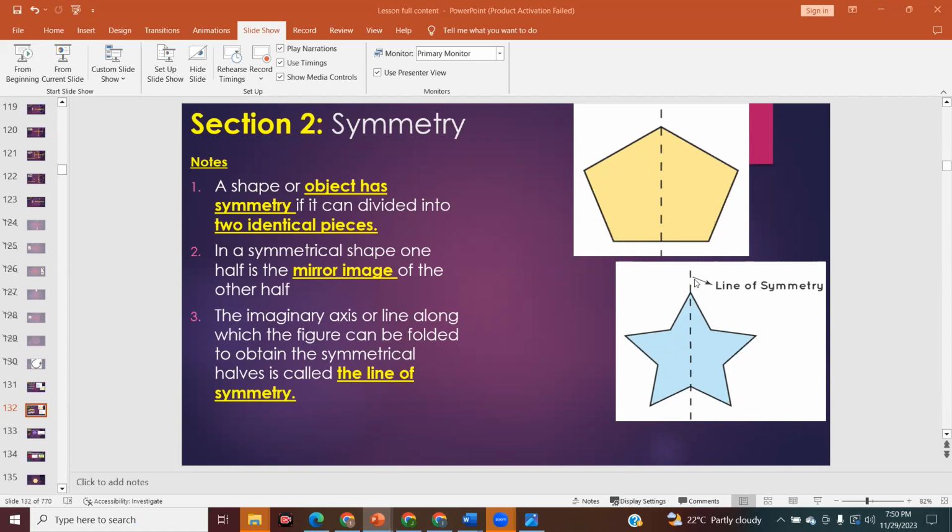Basically it is a line such that if I were to fold this image onto itself, the two halves would match perfectly. That's what we mean by the line of symmetry. It is a line that cuts the shape into two identical pieces, such that one side is exactly the same as the other side. If I were to fold the shape on its line of symmetry, one side would be exactly identical to the other side. All right, does that make sense?